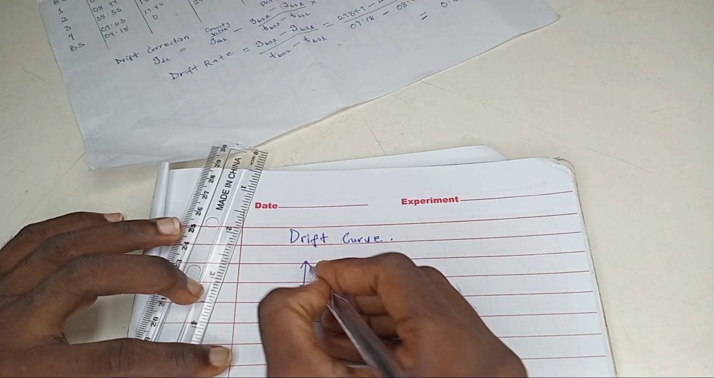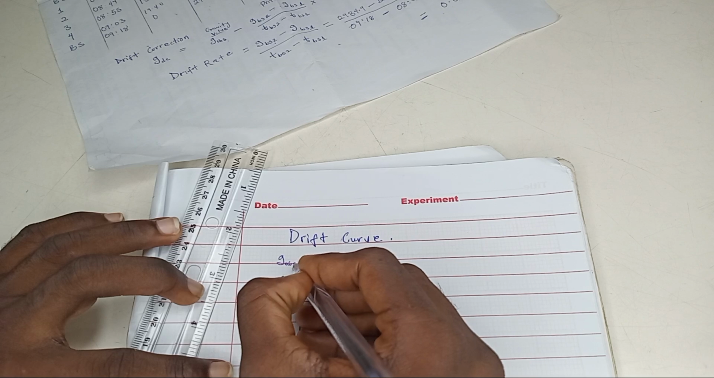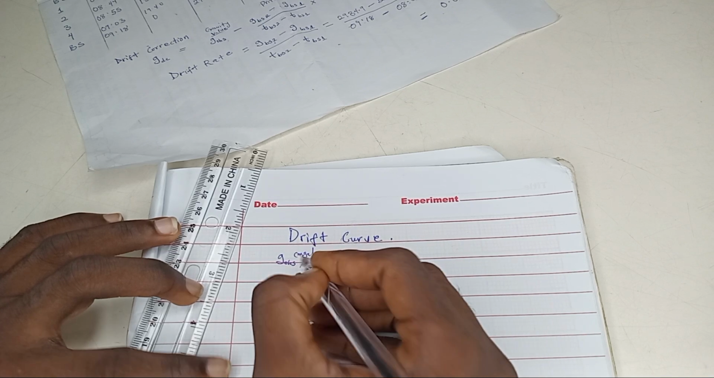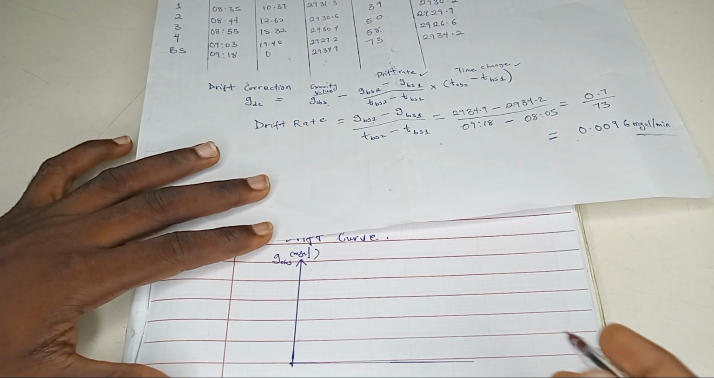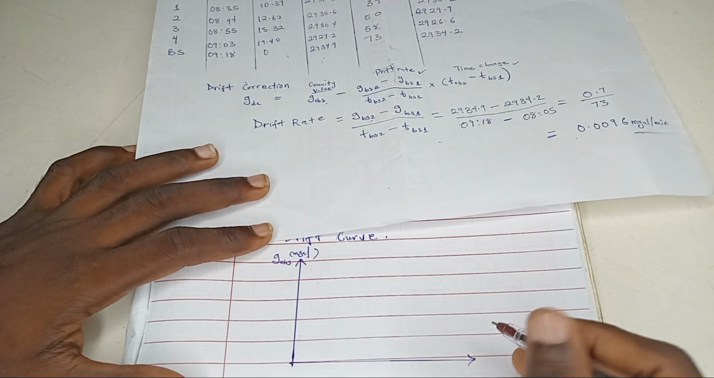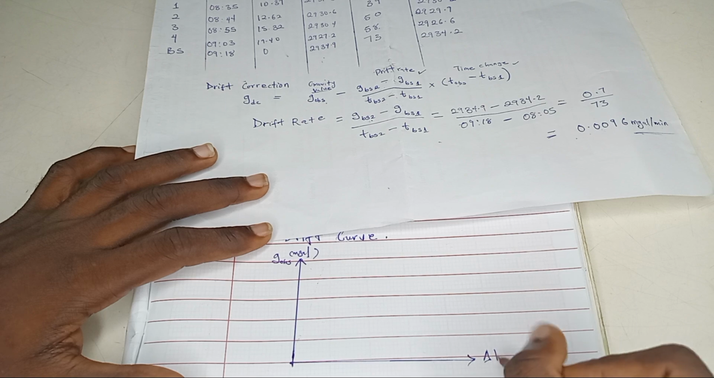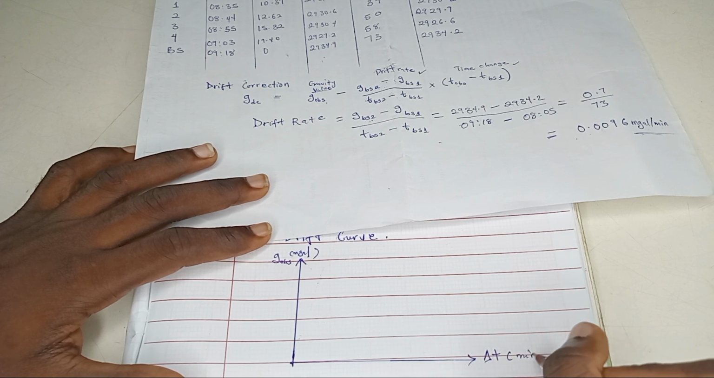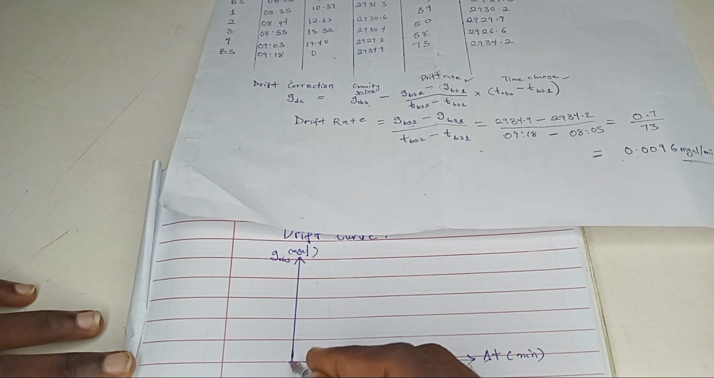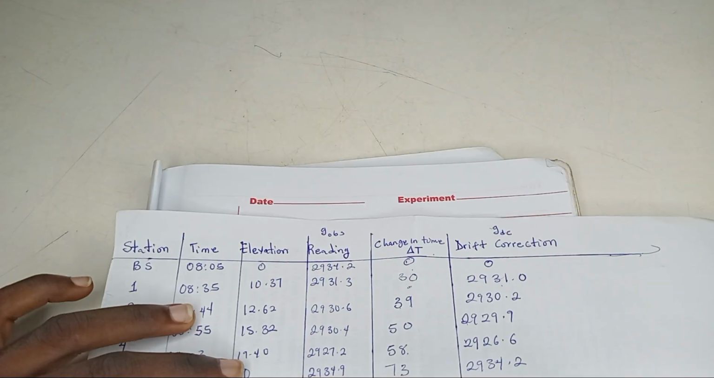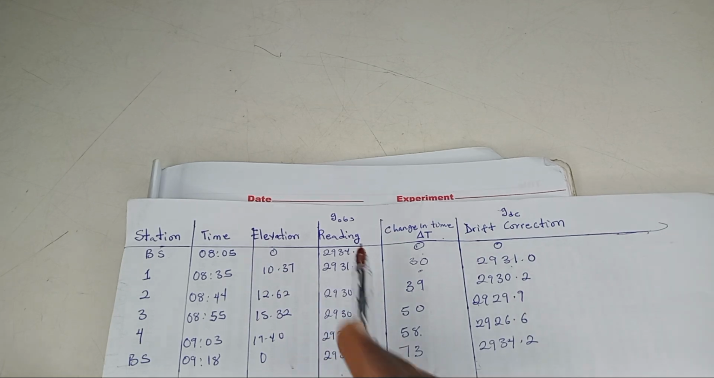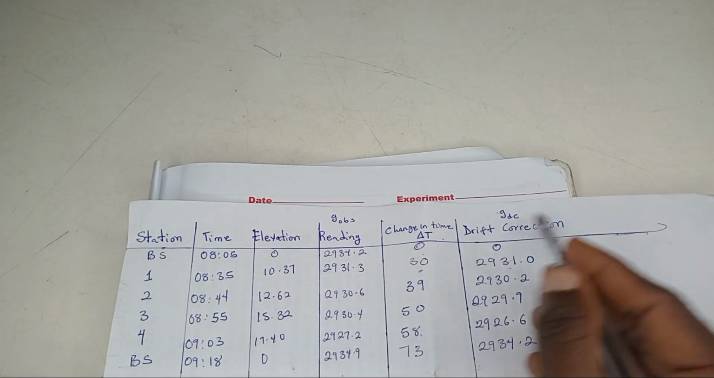While your gravity reading, your G observed, can be in milligal, or depending on the unit you are using, it can be gravity unit, gal, or centimeter per second squared. And your change in time is in minutes. You don't use seconds, but minutes. That's what we use for change in time. So it is the one that you got from the field, not the drift function, that you're plotting.